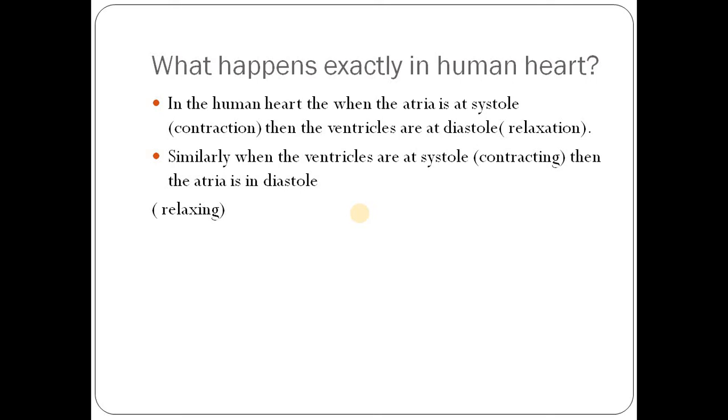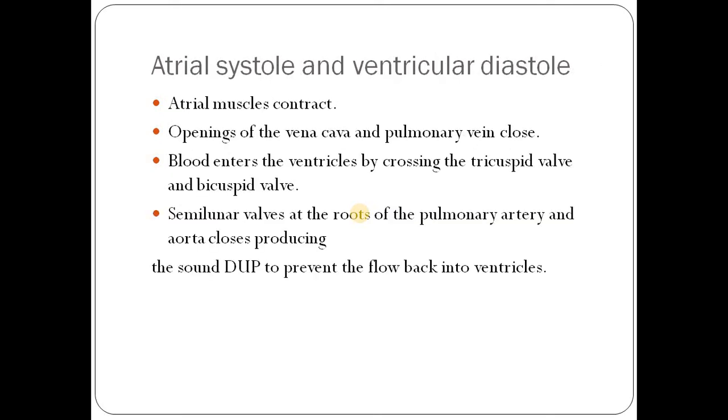Now we are going to relate this systole and diastole with the blood circulation. That means how the blood is flowing, which valves are opening and which valves are closing, and then this concept becomes much clearer. So when we come to atrial systole and ventricular diastole, atrial systole means the atrial muscles are contracting. Ventricular diastole means the ventricles are at a relaxed state.